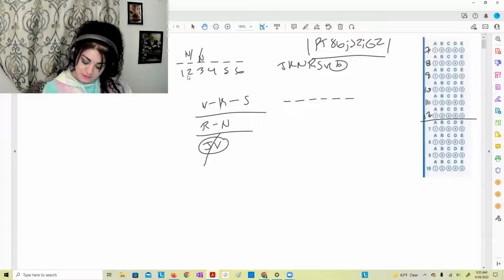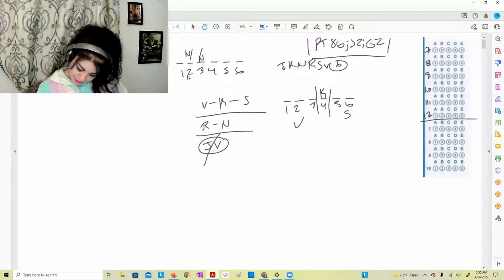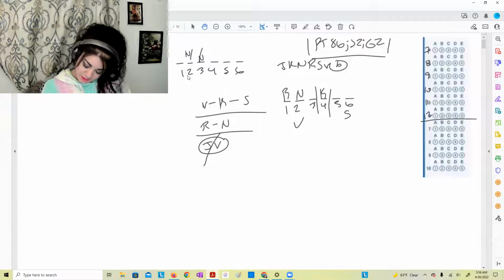So what about fourth? Is that a possibility? Well, I don't see why not. S would have to be somewhere over here. V would have to be somewhere over here. I'm just going to try it out. Let's say I put N right here. And then I put R right here. And then I put V right here. And then I did J and S in either order.